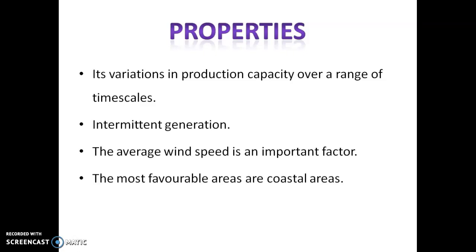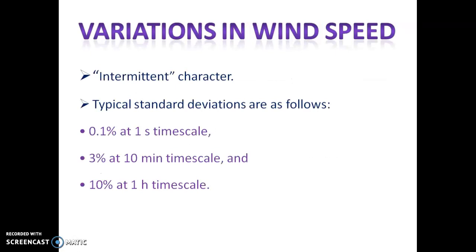So variation: it is an intermittent character. Wind speed and the power production from it vary strongly over a range of time scales. Typically the standard deviation is 0.1% of energy produced at a 1 second time scale, similarly 3% for a 10 minute time scale, 10% for 1 hour. So it depends upon the time also. If you measure it per second, the percentage will be less. For minutes it is quite more, and for an hour, again it will be more.